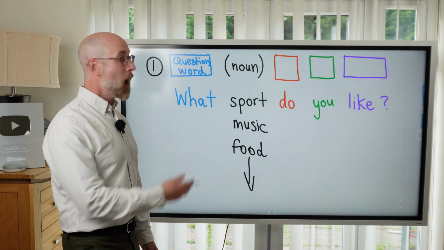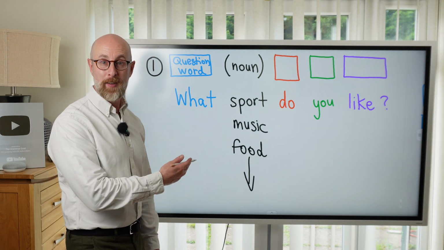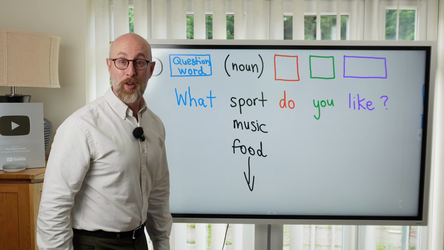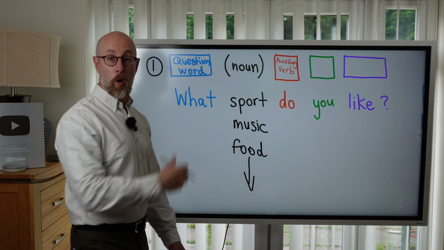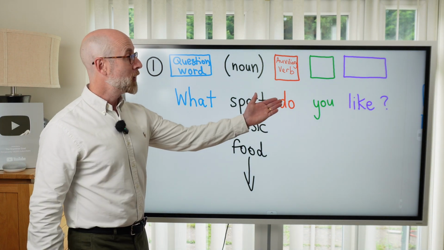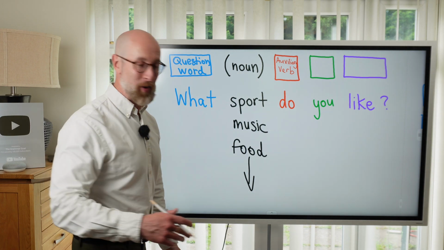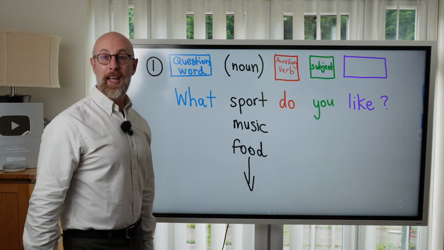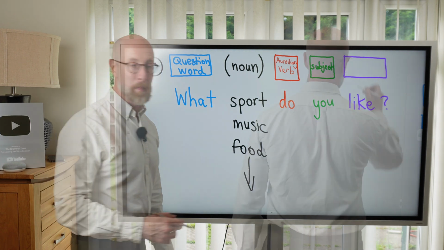Etc. After our question word and our noun in red, it's an auxiliary verb. Our auxiliary verb in this question is do. Our subject in green is you. And finally, at the end in purple, our main verb.